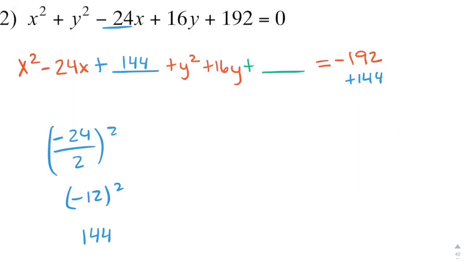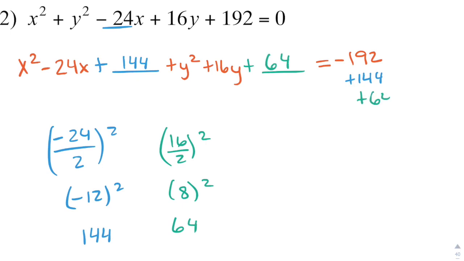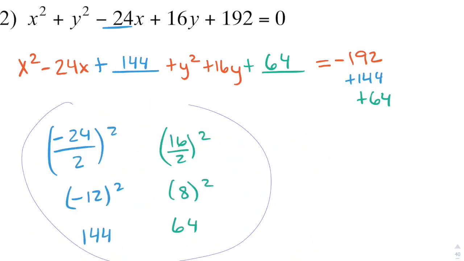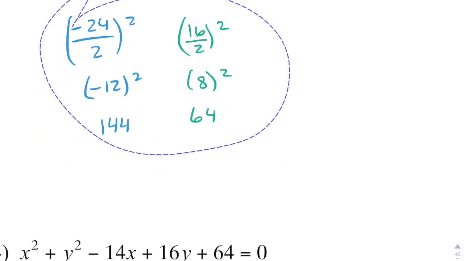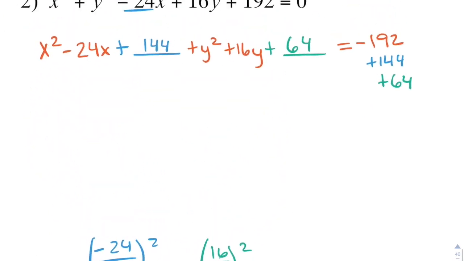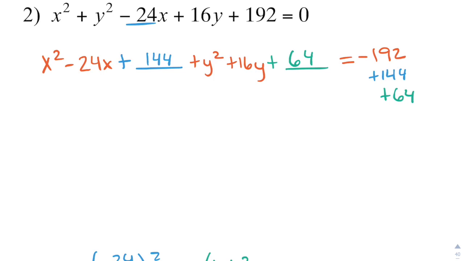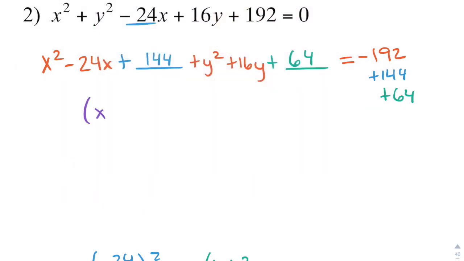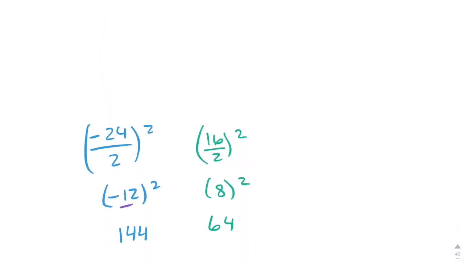And then this one, I do 16 over 2 squared. So I get 8 squared, which is 64. Now I add 64, I add 64. Move them out of the way a little bit. Okay, so when I go to set it up, I go to write it like this. I'll use purple. X minus 12 squared, because this is the minus 12.